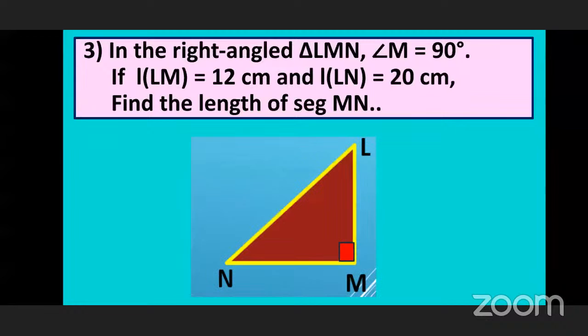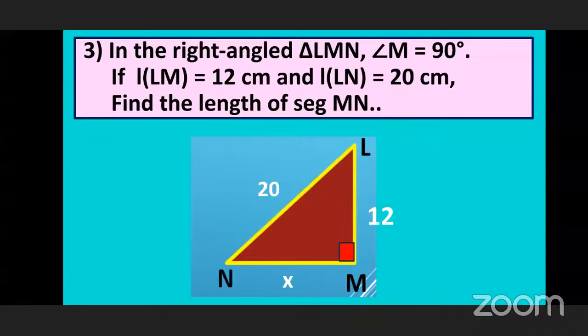So here is the diagram of LMN. Here the figure is of a right angle triangle where M is 90 degree, which is shown with 90 degree. Okay. And it is pointed with the square where LM is 12 centimeter. Children, why we have written 12 here? Because in the question it is given. Okay. By looking in the question, we are just putting the values. And LN is 20 centimeter. And we are supposed to find out the length of segment MN.